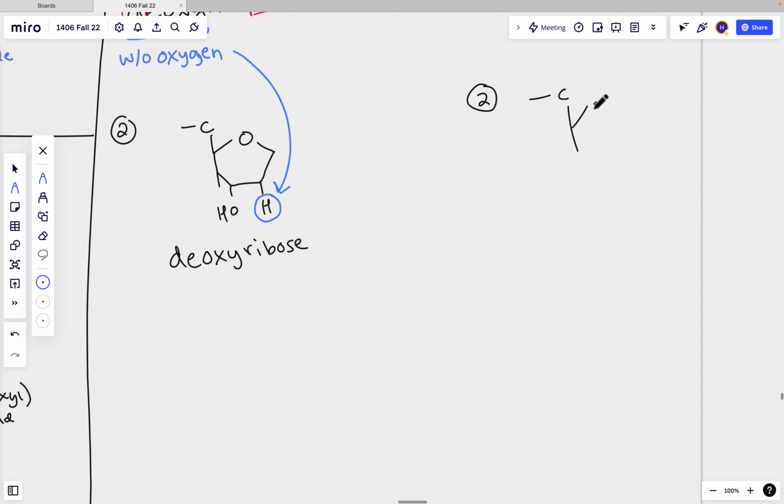Versus pentagon here, OH, but we have another OH there. So that's the one with the oxygen. And not surprisingly, this is called ribose.